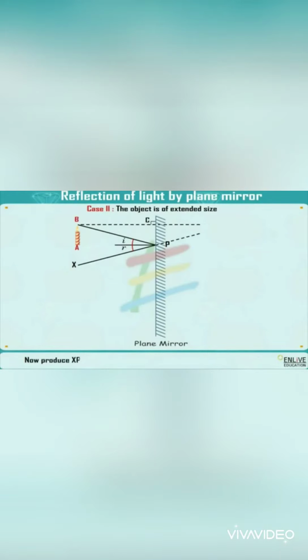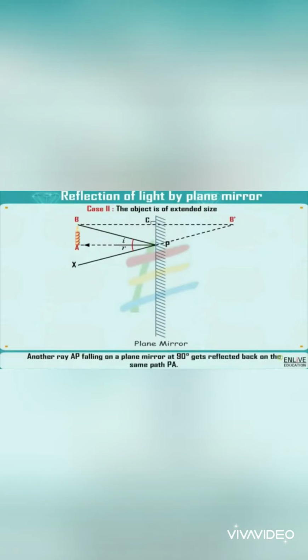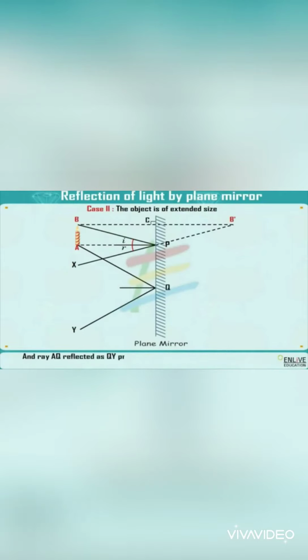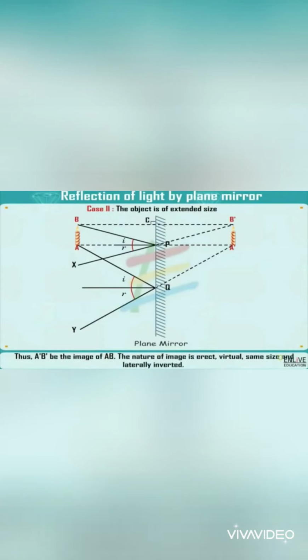Now produce XP and BC at the back of the mirror, so B dash is the reflected image of B. Another ray AP falling on a plane mirror at 90 degrees gets reflected back on the same path PA, and ray AQ is reflected as QY. Produce YQ and AP at the back, so A dash is the reflected image of A. Thus A dash B dash is the same as AB. The nature of the image is erect, virtual, same size, and laterally inverted. The distance of the object from the mirror is the same as the distance between the image and the mirror.